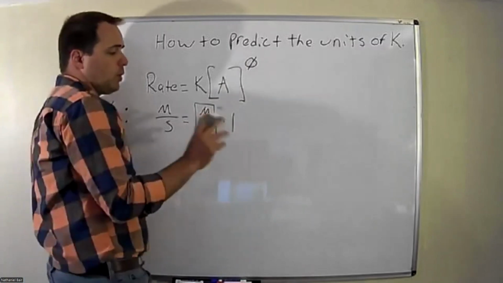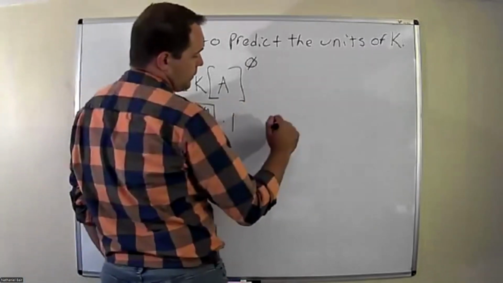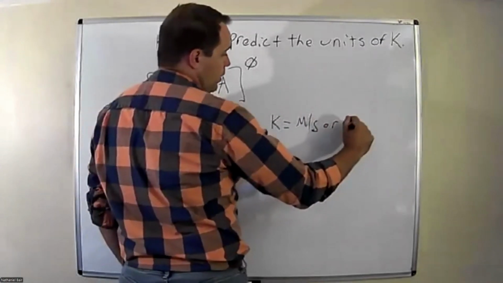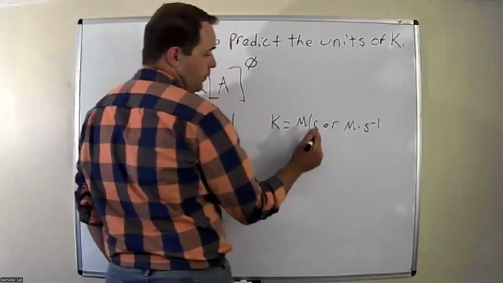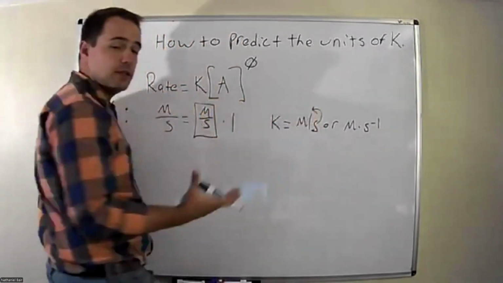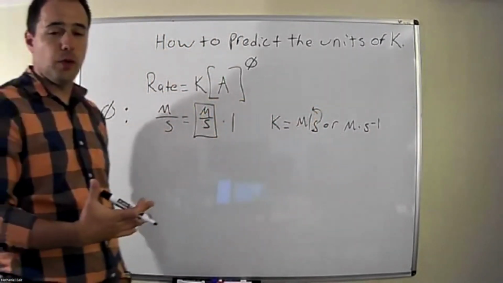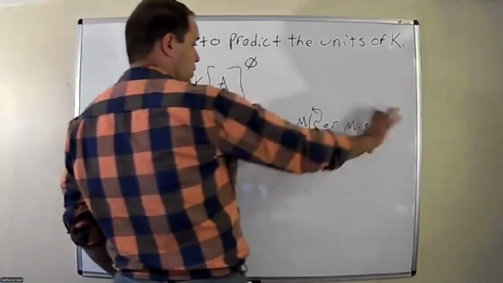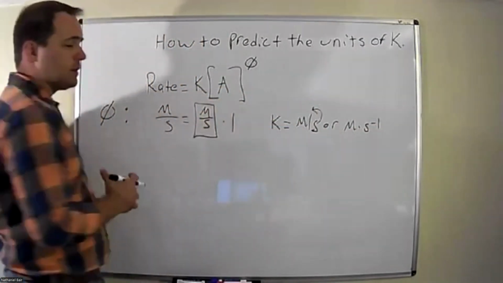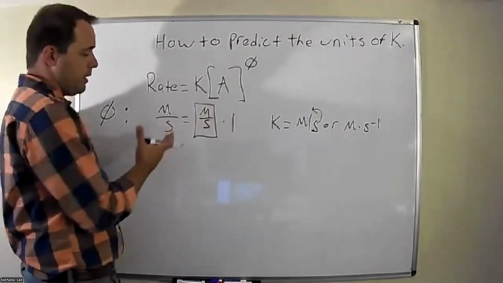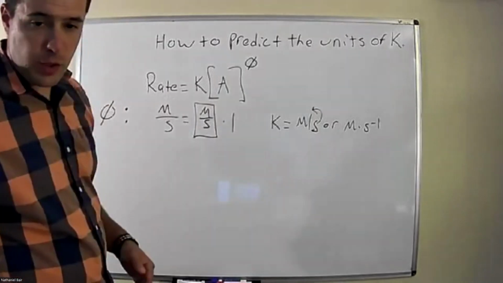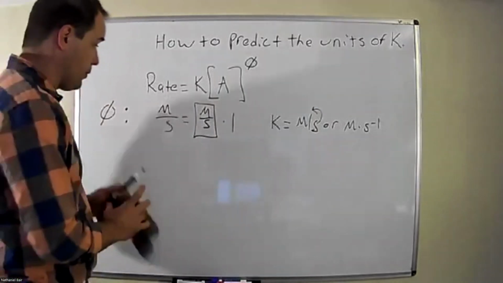So for a 0 order overall reaction, the units of the rate constant K have to be molar per second, or molar times seconds to the negative first, because you can bring that seconds out of the denominator and rewrite it in the numerator by making the exponent negative. What if the reaction is first order overall, though?